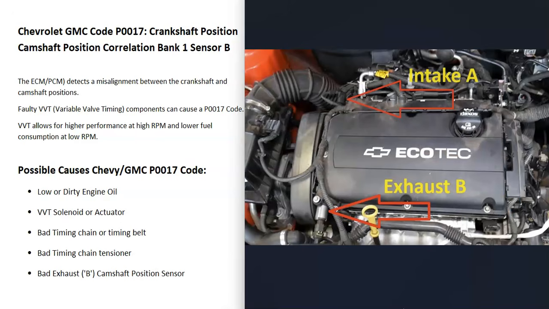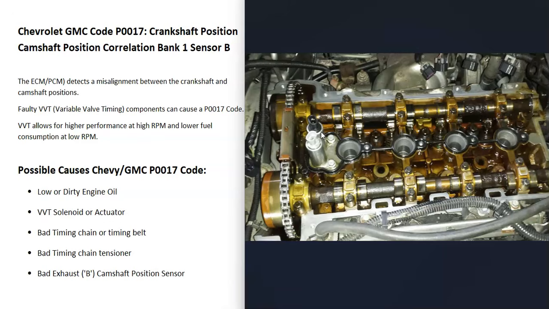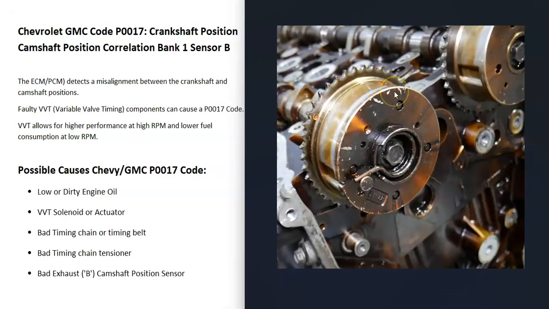The next thing that can cause this is the variable valve timing solenoid or the variable valve timing actuator. It's going to be the one located on the exhaust side. The location is going to vary depending on the engine type, year, things like this. But basically the variable valve timing solenoid goes bad, or the actuator, which is what the timing chain is running on up on the front. These work with the variable valve timing solenoids to adjust the timing.